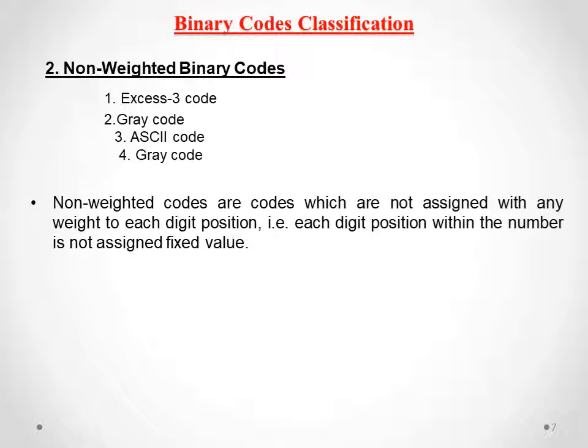Then non-weighted binary codes. The non-weighted binary codes are codes which are not assigned any weight to each digit position. That is, each digit position within the number is not assigned any fixed value. The types of non-weighted binary codes are XS3, Gray code, and ASCII code.